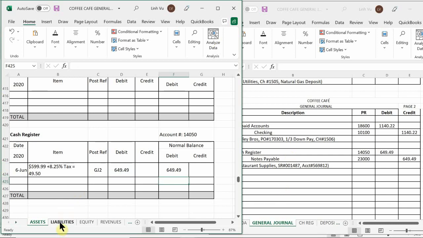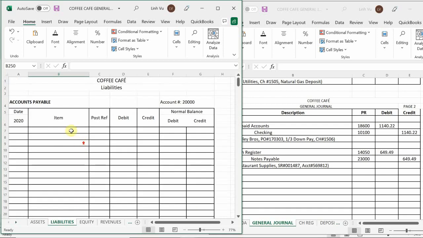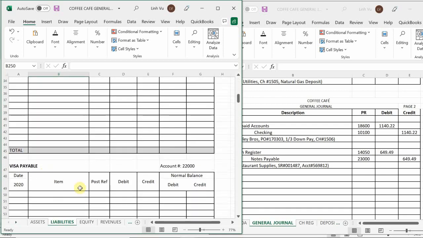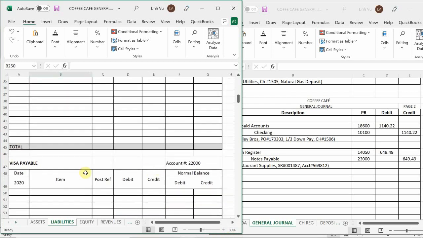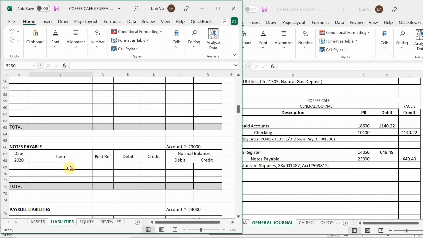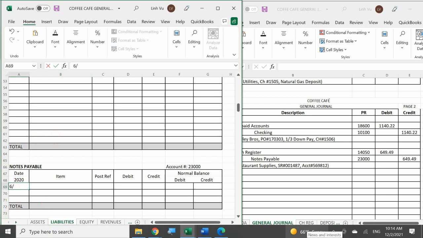Now, this is the very first time we are finally dipping into our liabilities here. So, scroll down, my first liability I have here is my notes payable. Notes payable. There you go. Okay.